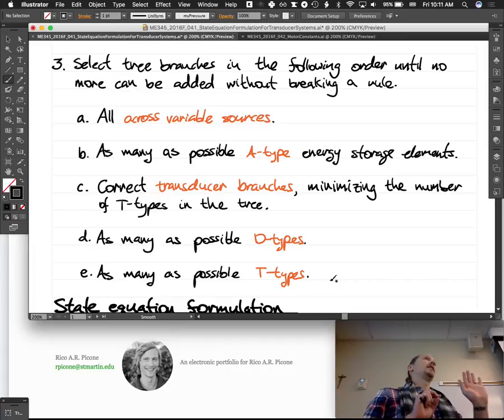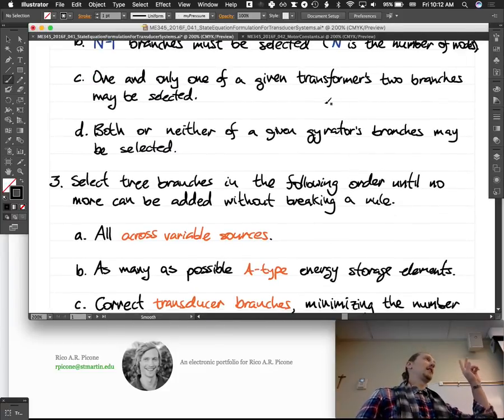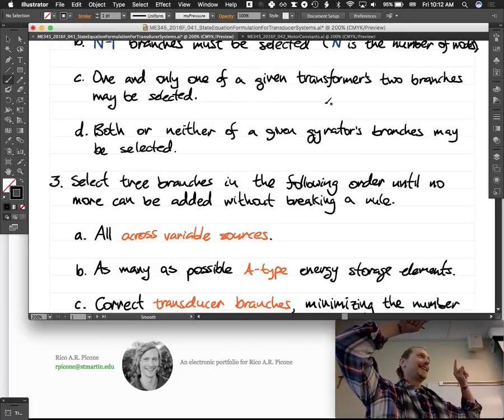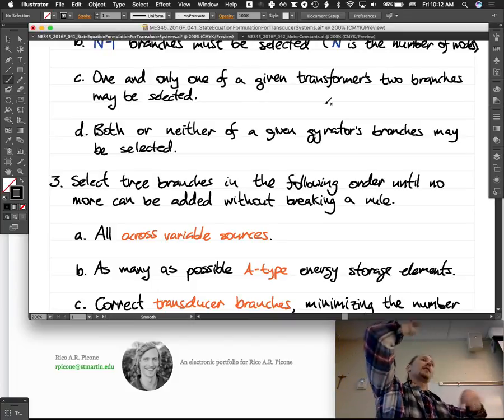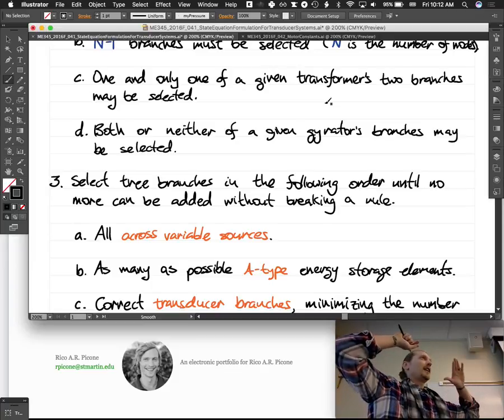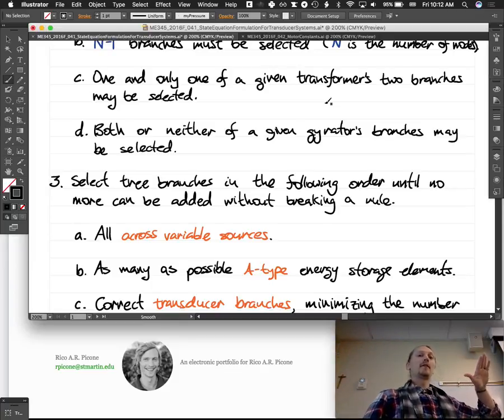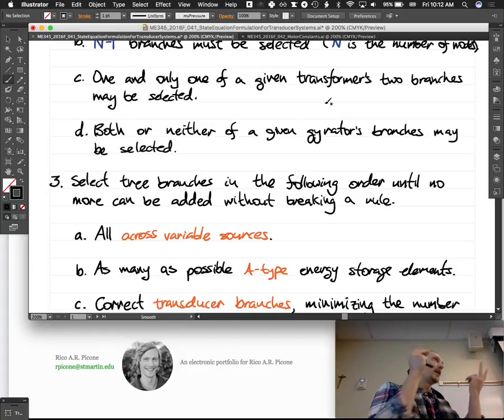If you have one in a graph, you have 2 possibilities, right? If it's a transformer, you have to select either the left one or the right one. And so you have 2 possibilities. You have to try it with the left one and try it with the right one. If you have a gyrator, you have to either select both or neither, so you have 2 possibilities there too. But if you have 2 transducer elements in your tree, then you have 4 possibilities, right? If you have 3 transducer elements, how many possibilities do you have? That'd be 6.